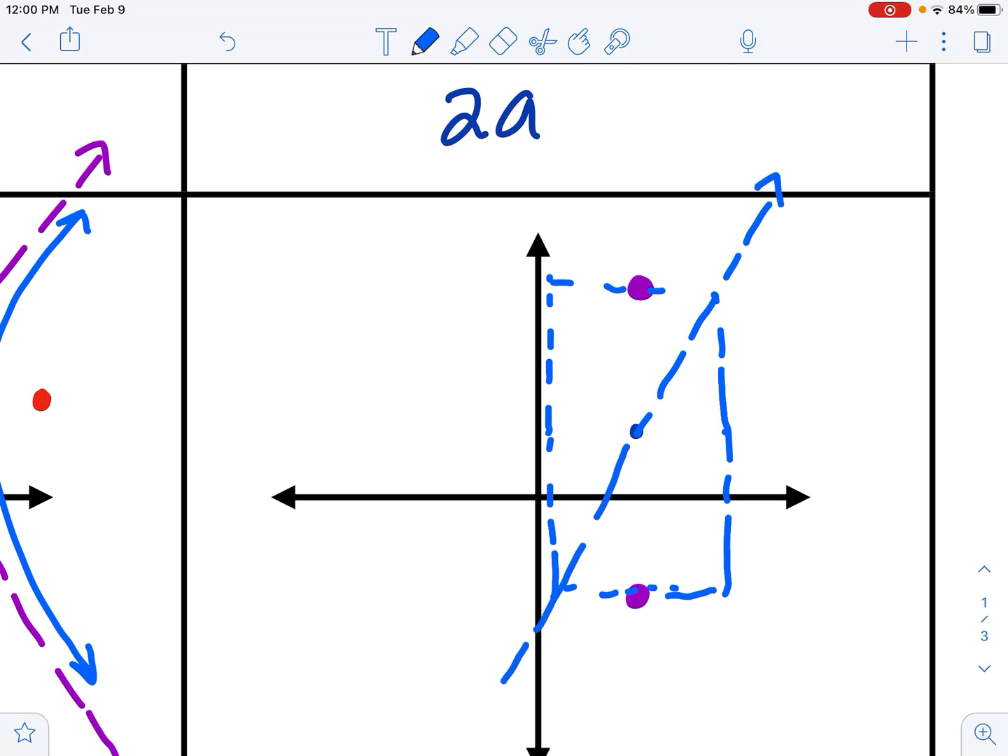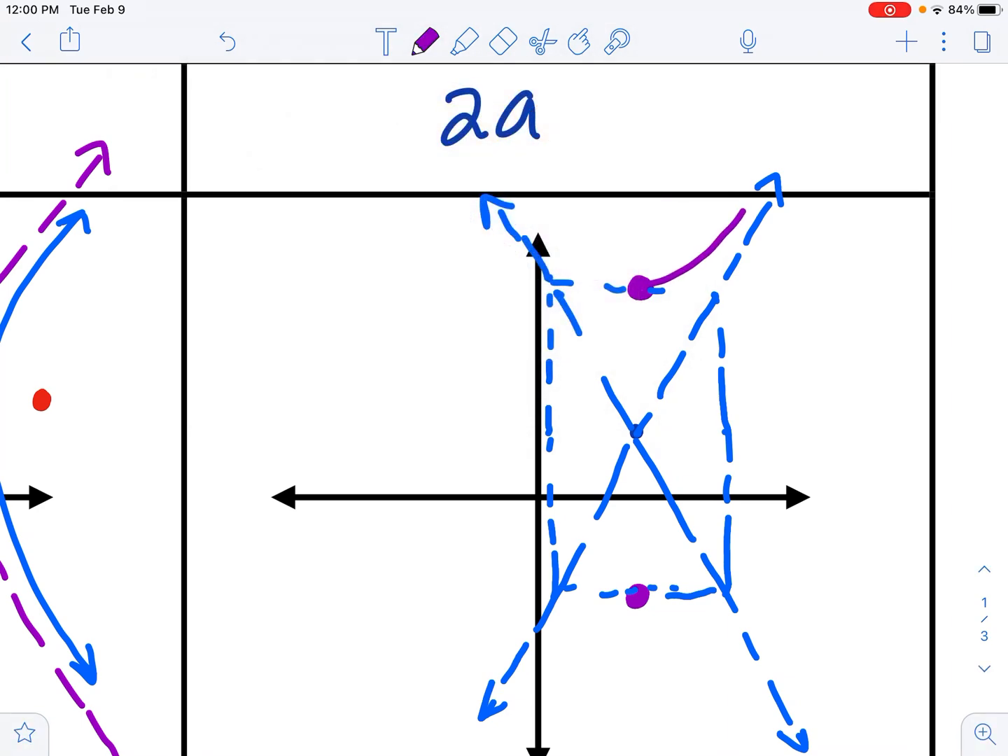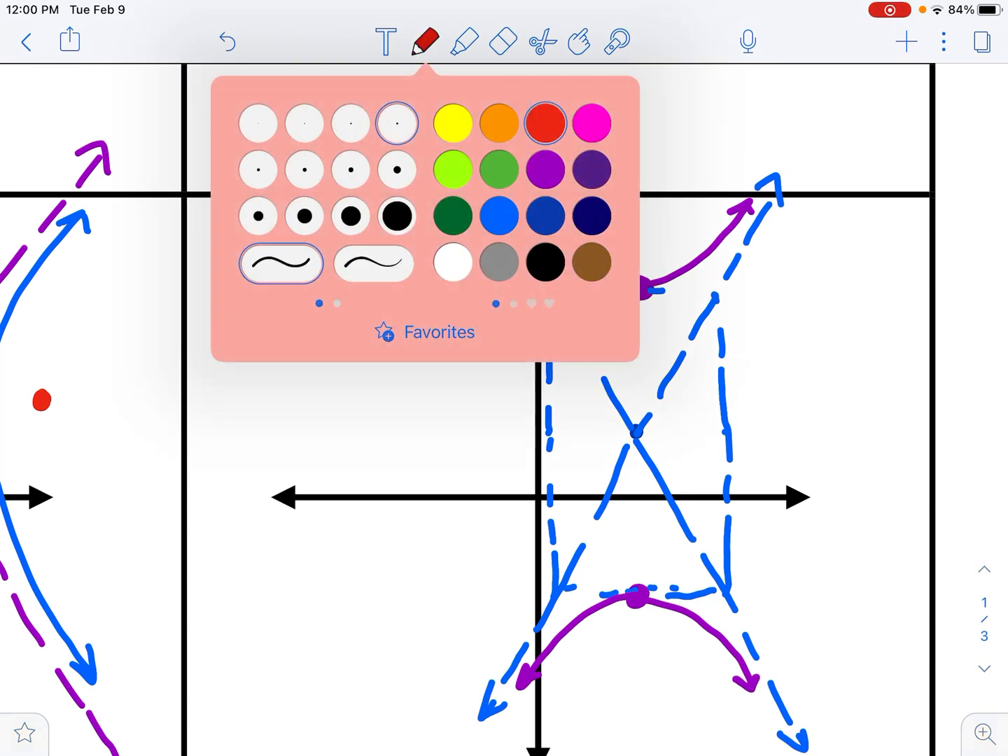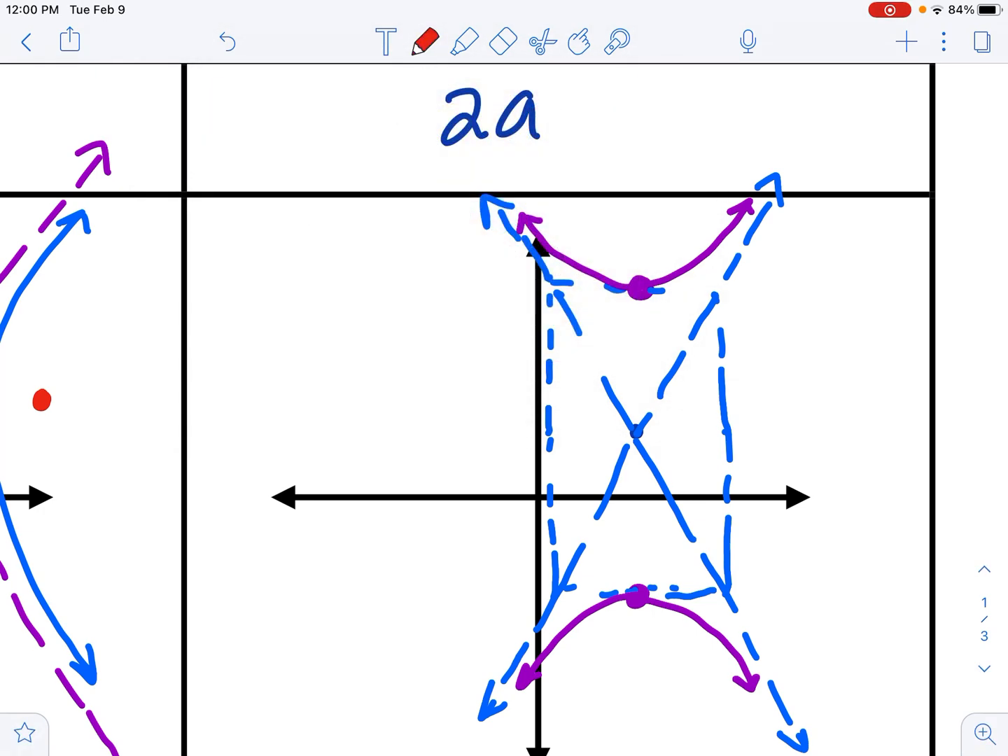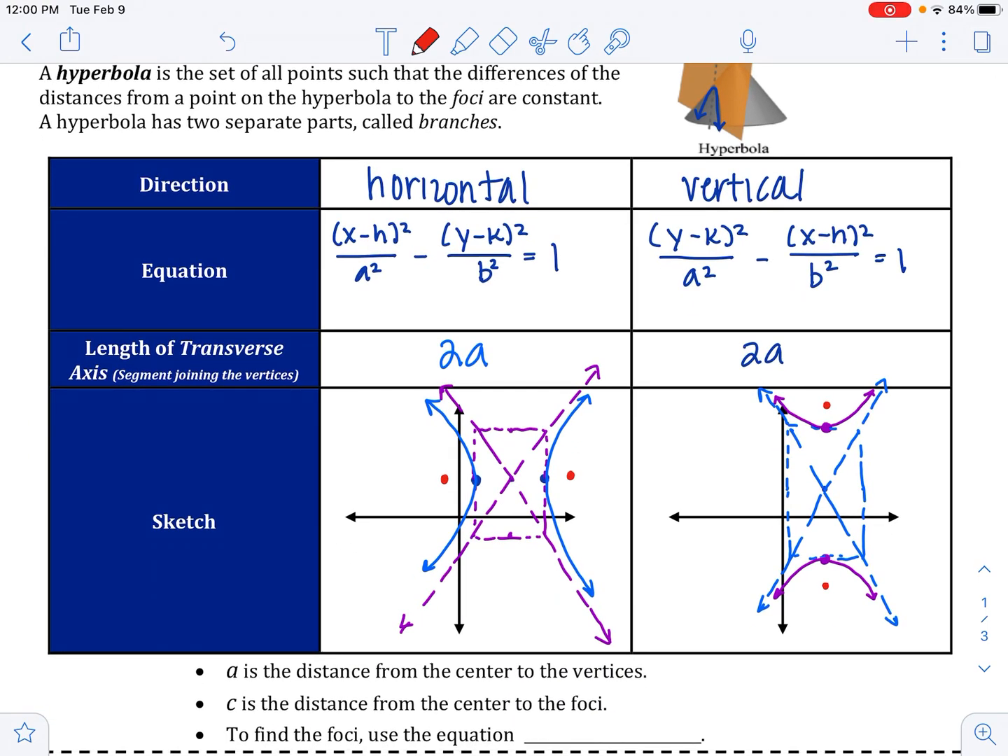You're going to make your asymptotes that go out the corners and through the center. They have to be dashed because they're not part of the hyperbola. They're just there to help you graph. Then you go back to your vertices and graph your branches. If you make those points huge, your eyes are drawn to them. And then finally, your foci are C units from your center, where C squared is equal to A squared plus B squared. So they'll always be past the vertices and somewhere inside your two branches. And that's what they're going to look like.